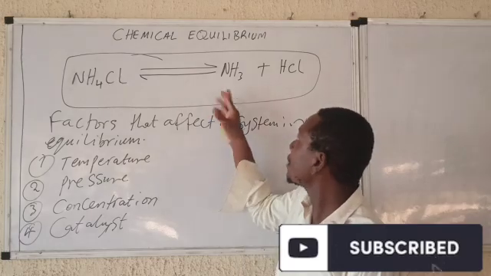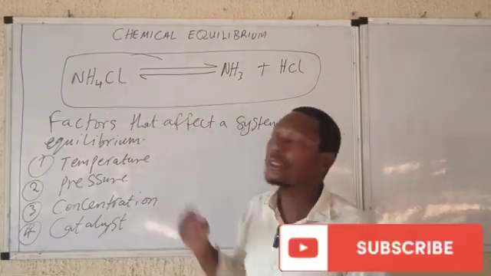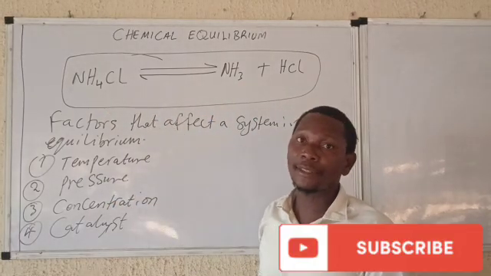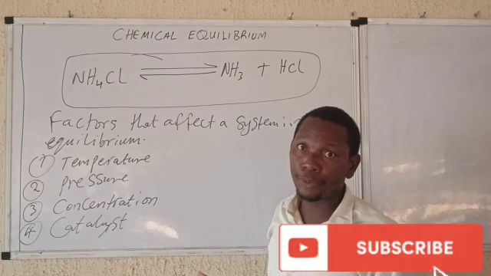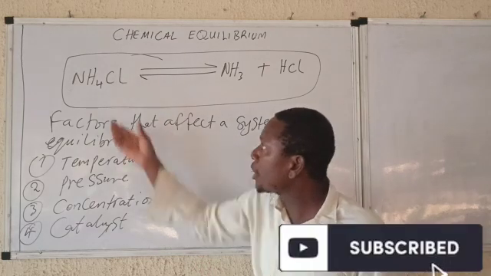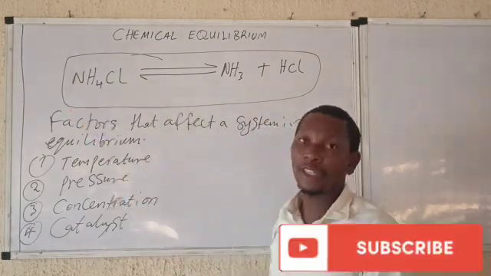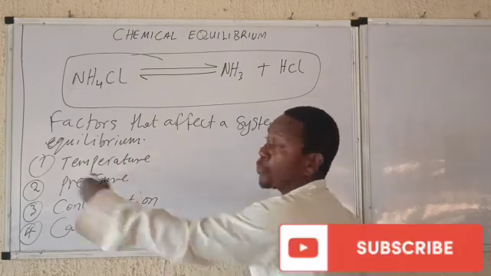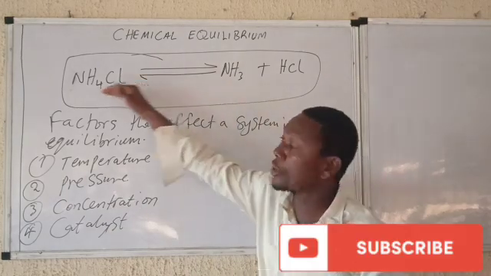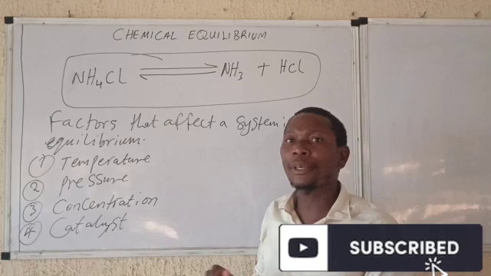If I decide to reduce the quantity of ammonium chloride in the system, what would the equilibrium position shift to? If I reduce the ammonium chloride, it will definitely shift to the left. If I decide to face the board, it will shift to the left, or it will favor the backward reaction. So it's a very simple concept.